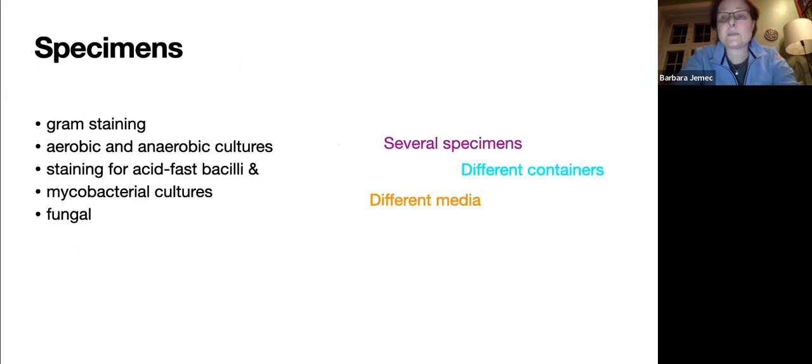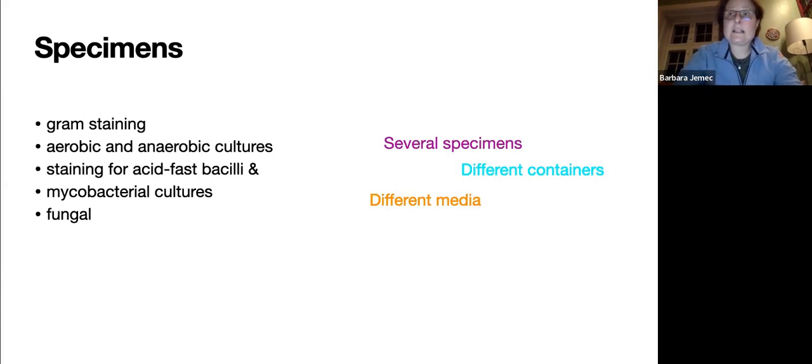You want to send specimens, and please don't send them the whole finger like I did, because I got a very prompt call from microbiology saying, don't do that, just send us a little specimen. But you want to send specimens for gram staining, for aerobic and anaerobic cultures, for staining for acid-fast bacilli, and for mycobacterial cultures, and for fungus.